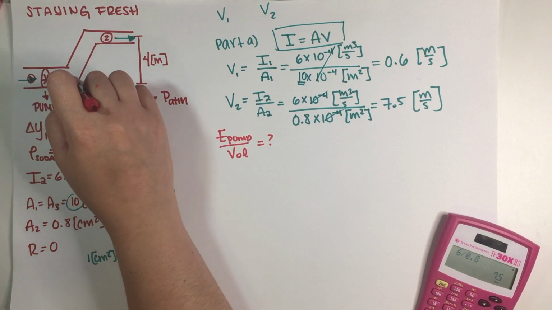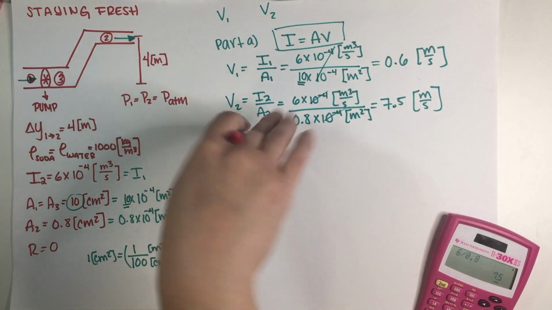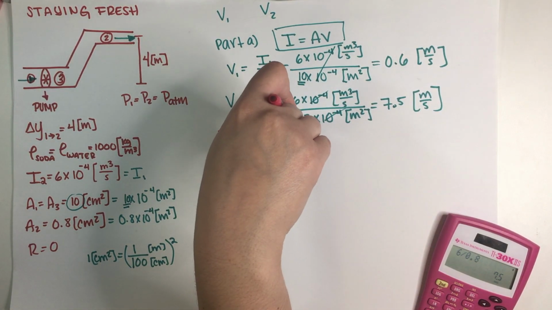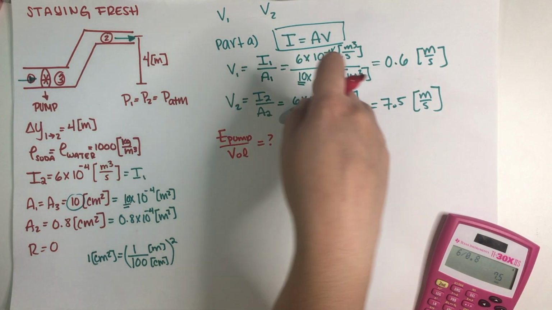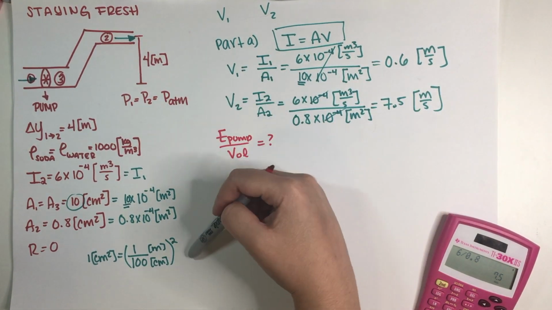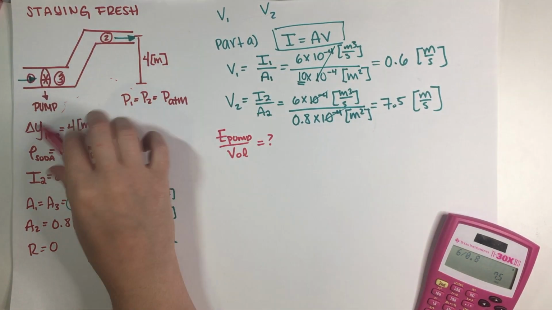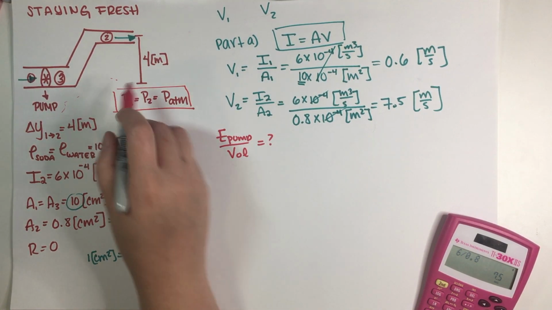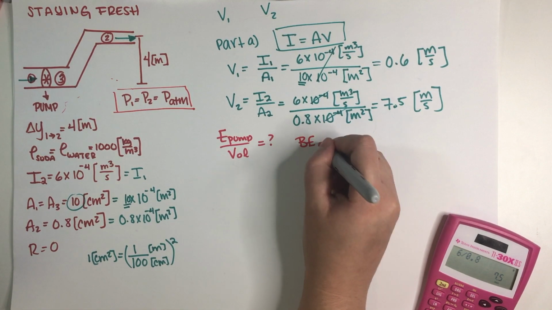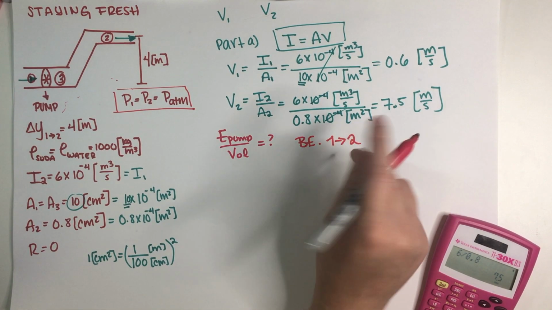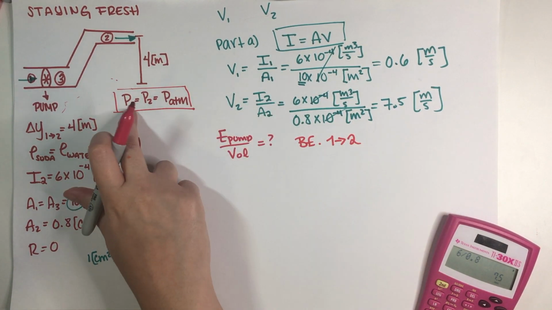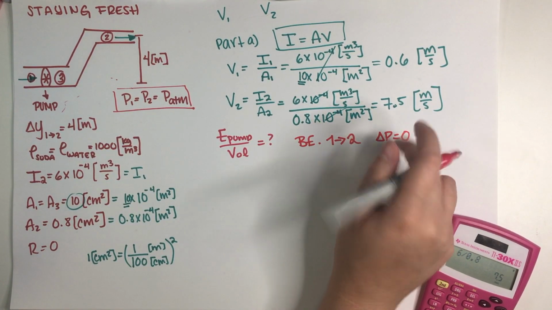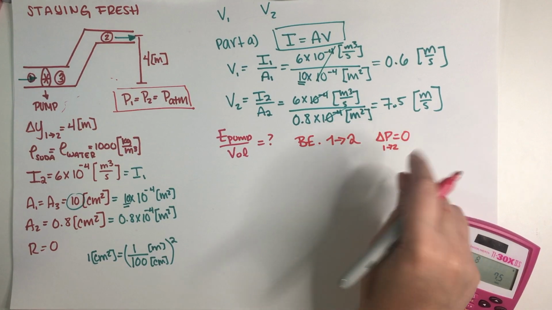Because if we don't cross the pump, then we are going to cancel this term, and that's not going to be useful because this is what we want to get. So what I'm going to do is, just by looking at the information that was given, I was given these two pressures. So I'm going to go ahead and do Bernoulli from points 1 to 2, because if these two are equal, then delta P is equal to 0. So this is 1 to 2.